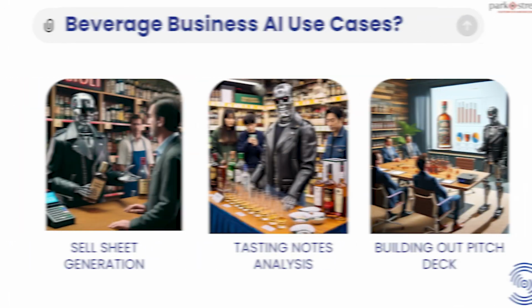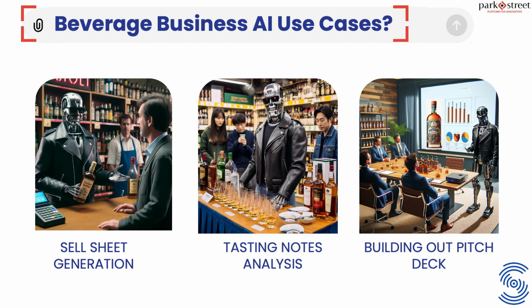So what we're going to talk about here is 3 practical use cases for your beverage business. The first one is sell sheet generation. Sell sheets are probably one of the pivotal pieces of marketing material that you'll have for your brand. It offers information about your product. It talks about why you're differentiated, and it allows you to have a conversation with the buyer in either on-prem or off-prem and talk about your brand in a unique way.